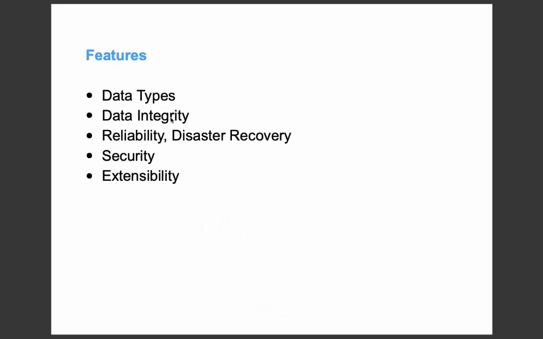Now, these are the main features of PostgreSQL. First of all, data types. It supports most of the data types, whether it is integer, float, string, character, varchar, or every type of data. Data integrity: as I told you in the ACID properties, all the transactions should be performed independently. It is reliable and provides disaster recovery, with support for recovery. Security: it is secure. And extensibility means we can write our own custom functions and our own data types.